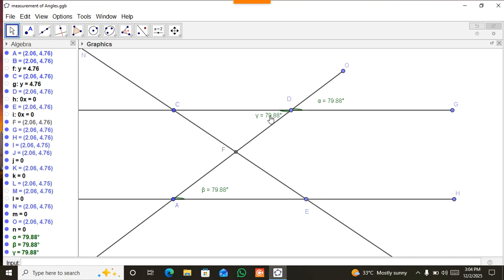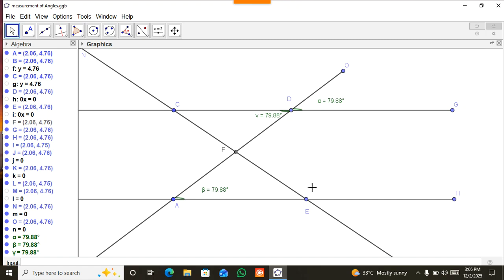It means that angle beta is alternate to angle gamma, and in another way it also explains the vertically opposite angle. We said that vertically opposite angles are equal. So angle alpha is vertically opposite to angle gamma, and for that matter they are equal.